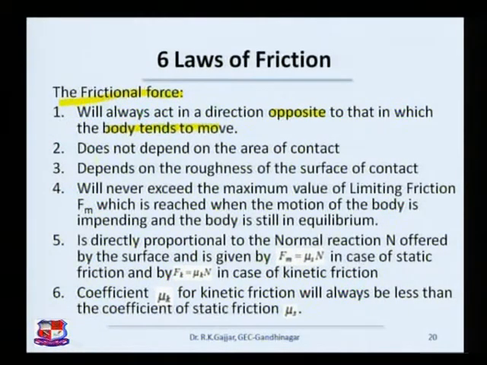The frictional force does not depend on what? Area of contact. If you have about 1 kilometer by 1 kilometer, the difference in the frictional force that is given by the area in contact is not going to change as compared to 100 mm by 100 mm. It is the same friction. Why? Because it depends on the roughness, surface of contact.